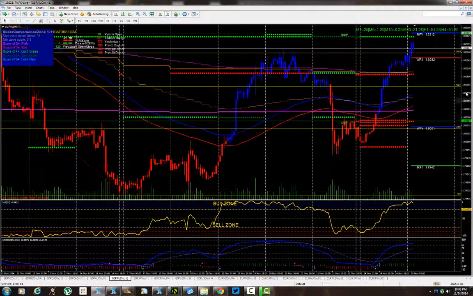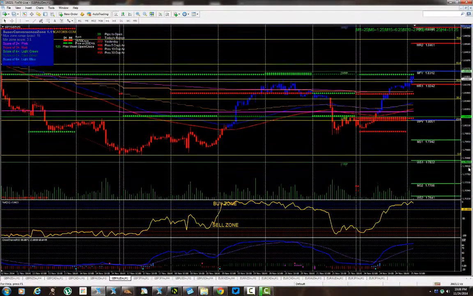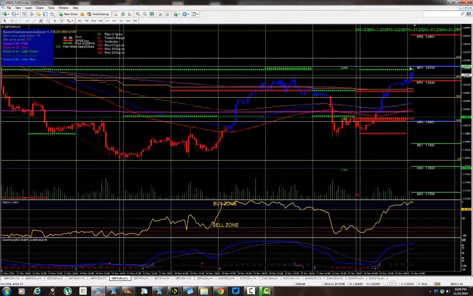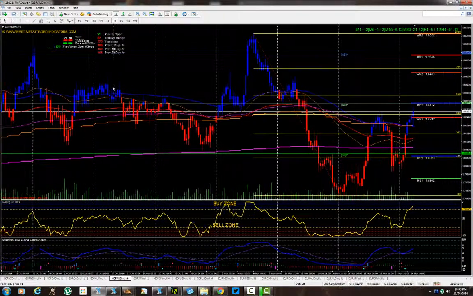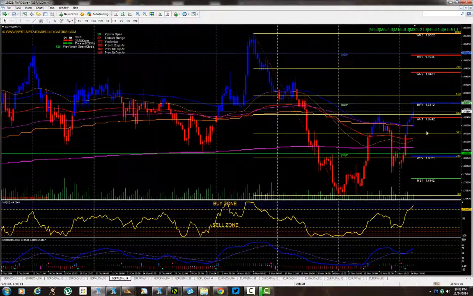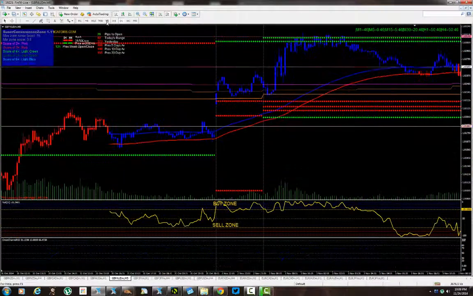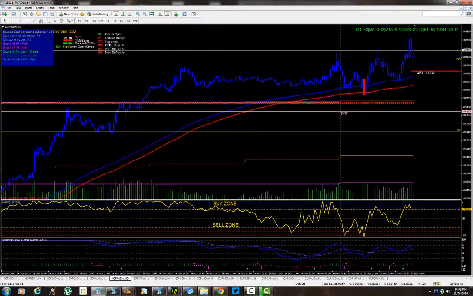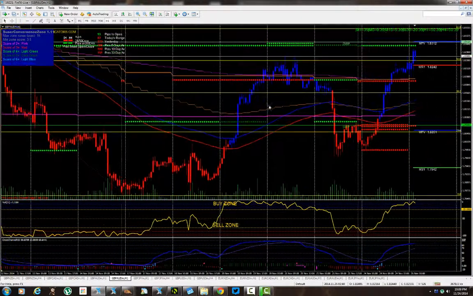We've already made a pretty significant move up on Monday. We've got some super convergence zones. So this pair, I would definitely check your correlations on to see which direction the Aussie is going. I don't want to get down to the 5-minute.